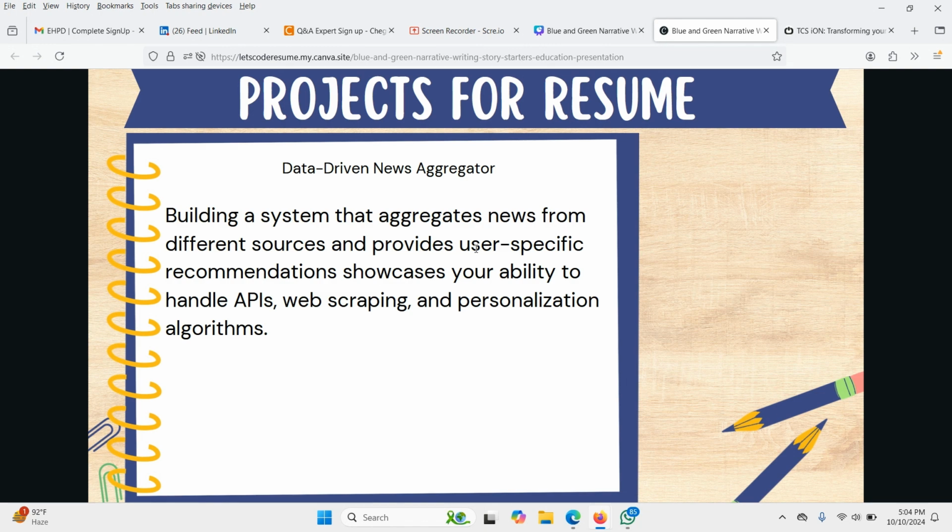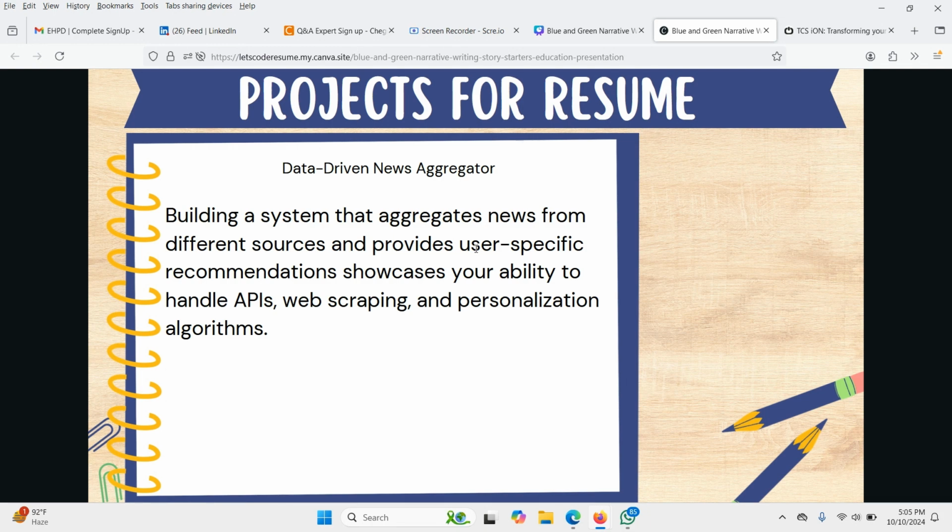Next is the data-driven news aggregator. So while building a system that aggregates news from different sources and provides user-specific recommendations, it shows your ability to handle APIs, web scraping, and personalization algorithms. Because while scraping data from different websites or handling APIs from different sources, it will showcase that you can handle multiple APIs, you can handle web scraping easily, and also your algorithm, that you can handle all of these things by writing your own algorithm.